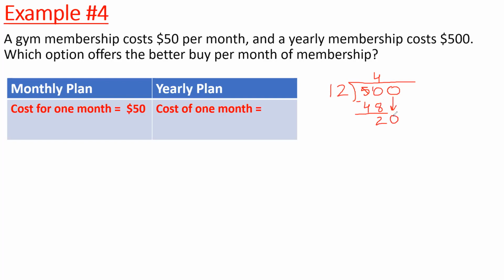Now, how many times does 12 go into 20? Once, because 12 times 1 is 12. Then we do 20 minus 12, which is going to be what? 10 minus 2 is 8.